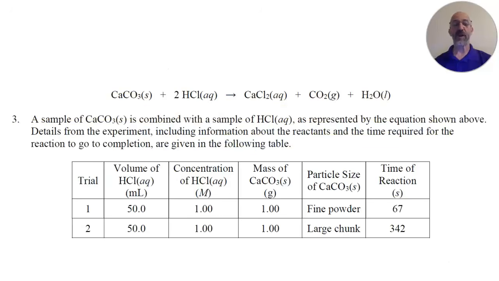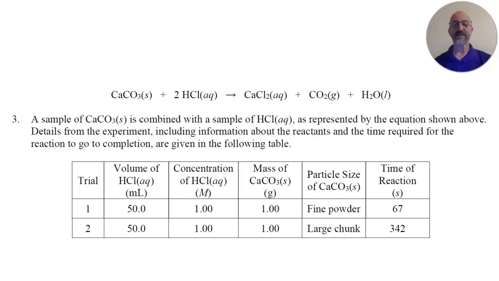In question 3, we are given a balanced chemical equation. We're also given a data table from an experiment, and it says that a sample of solid CaCO3, which is calcium carbonate, is combined with a sample of aqueous HCl, which is hydrochloric acid, as represented by the equation shown above. Details from the experiment, including information about the reactants and the time required for the reaction to go to completion, are given in the following table.